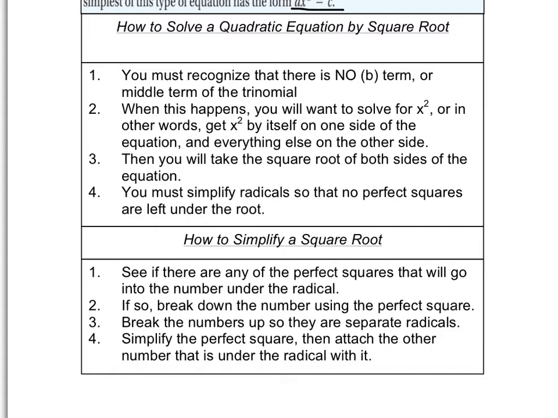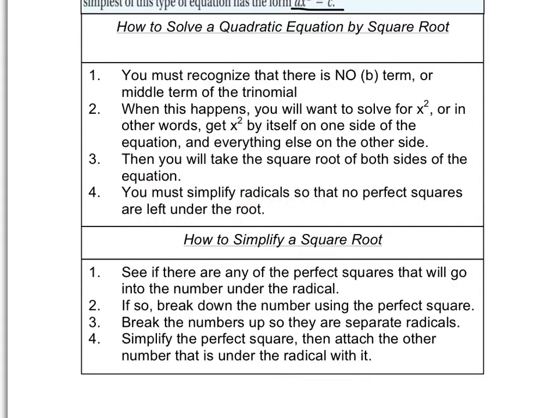In other words, get x squared by itself on one side of the equation, put everything else on the other side. Now, before, when we did these problems, we said get 0 on one of the sides. Well, if there's only an x squared term and there's no b term, you want to get that by itself. Okay. Then we're going to take the square root of both sides of the equation. Okay. And then we got to simplify radicals so that no perfect squares are left underneath the root.